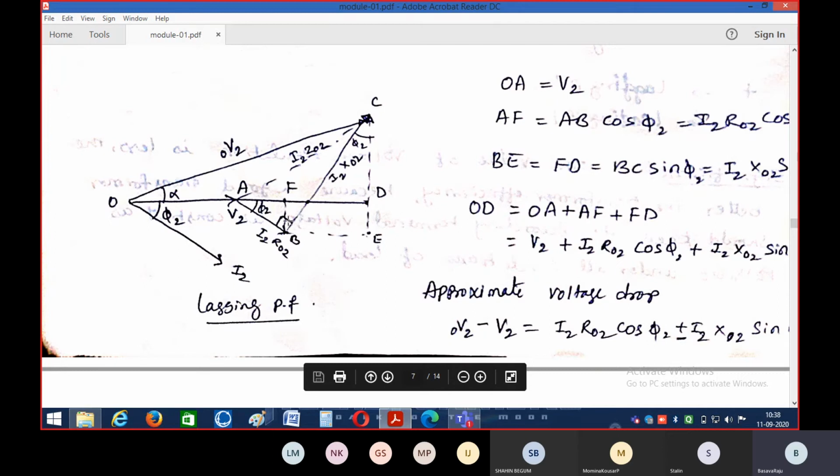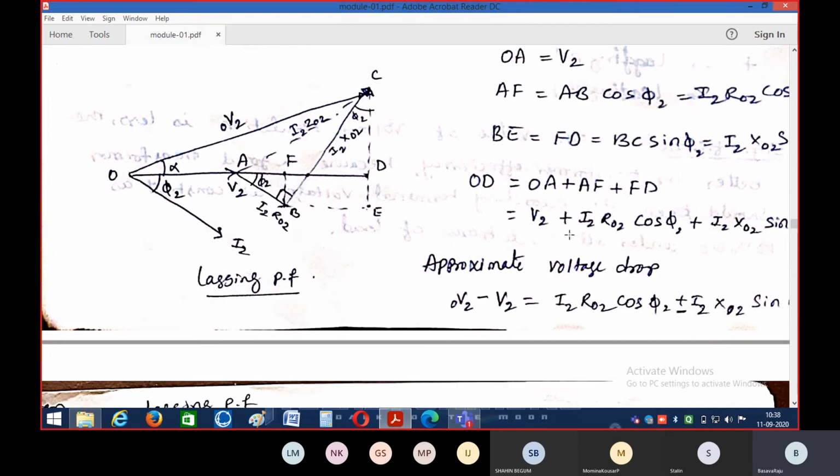So what does this total vector length OD represent? OD is equal to V2 plus I2 R02 cos phi 2 plus I2 X02 sin phi 2. Therefore the approximate voltage drop: this OD represents the total no load voltage. So if you shift V2 to the left hand side, V20 minus V2 is equal to I2 R02 cos phi 2 plus or minus I2 X02 sin phi 2.